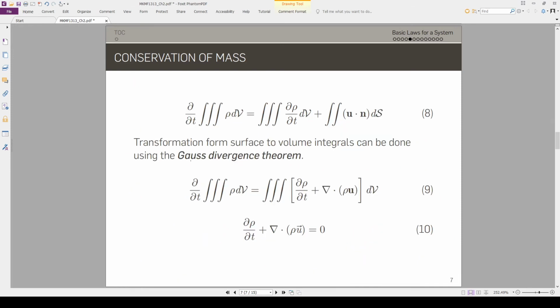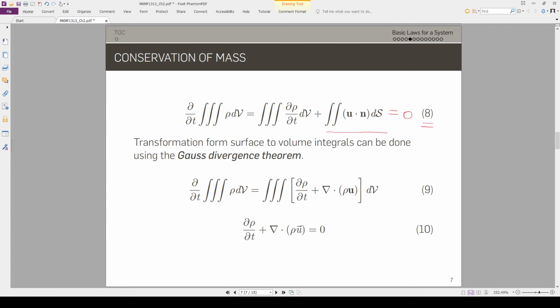The similar equation can be written as represented in equation number 8, especially for the convection part of the conservation of mass equation, and all of this should be equal to 0. The purpose of this slide is to show you that one conservation of mass equation can be represented in many ways.